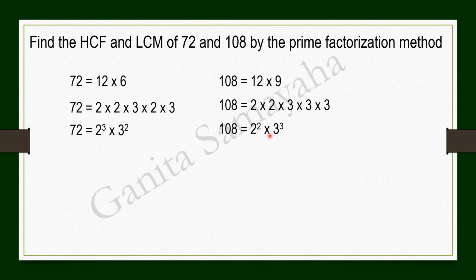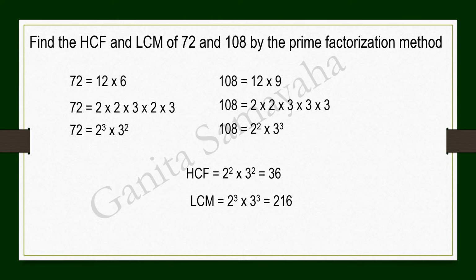Between 3 to the power 2 and 3 to the power 3, which is least? 3 to the power 2. So HCF is 2 to the power 2 into 3 to the power 2, which is 36. And what about LCM? Highest power of all the factors that you have. Okay. So that gives us 2 to the power 3, which is highest here, and 3 to the power 3, which is highest for 108. Okay, so we get 216. Okay, this is how we find the HCF and the LCM by the prime factorization method.